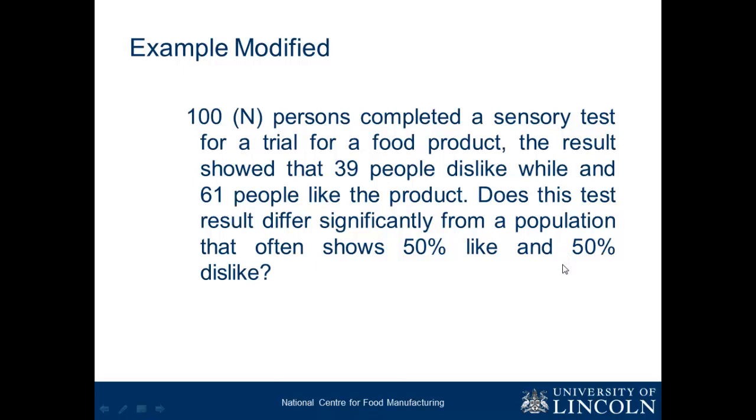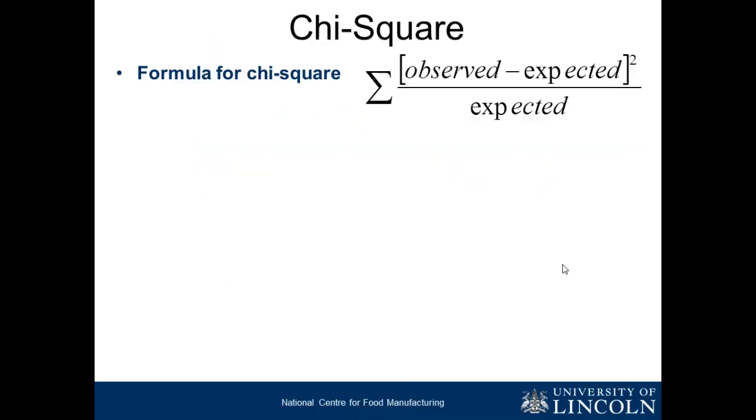Now we know what is expected. The expected is 50% like, 50% dislike from the population. But in the test we've done, 39 people dislike the product, while 61 people like the product. Now, for the chi-square test, you need to remember this formula: the summation of the observed minus expected, squared, then divided by the expected.